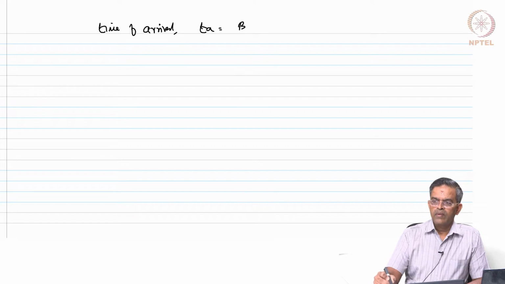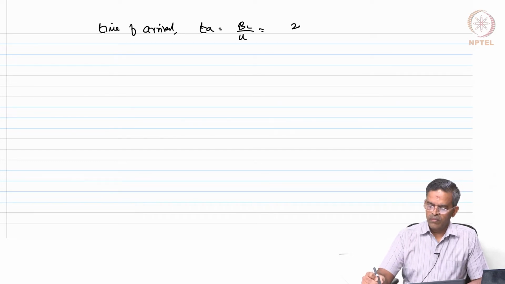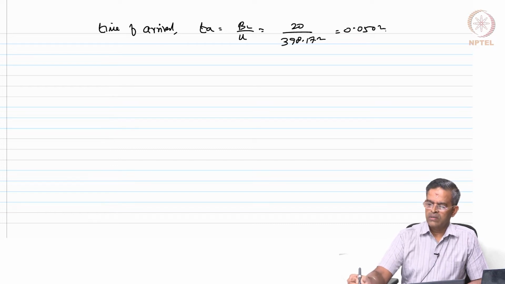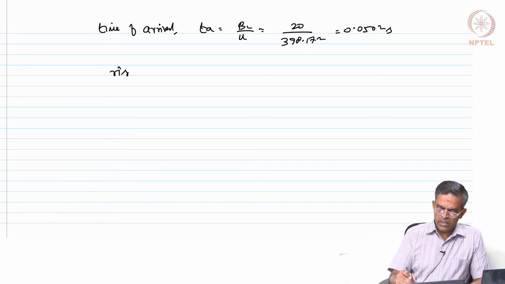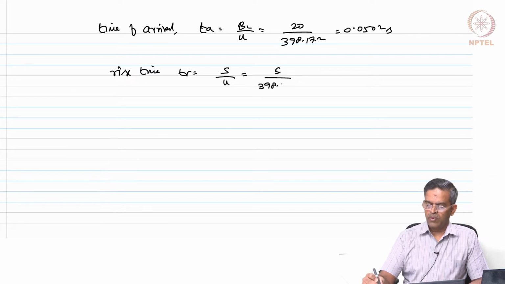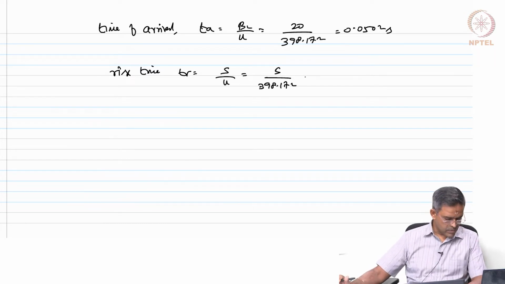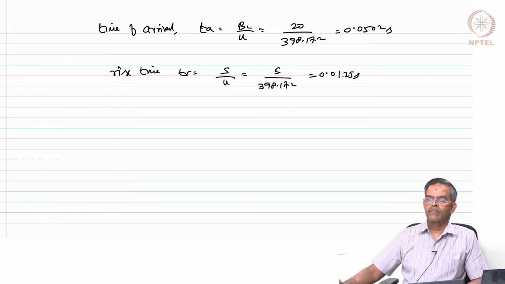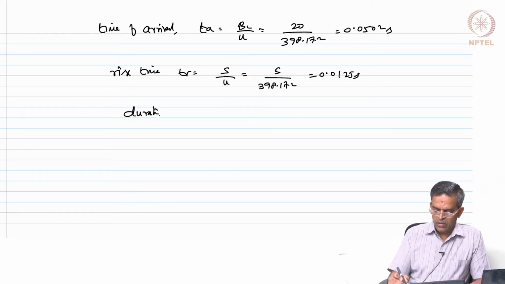Time of arrival is TA, which is BL by U, which is 20 by 398.172, which is 0.0502 seconds. Now, the rise time of the positive phase TR is given by S by U, which is 5 by 398.172, which is 0.0125 seconds. Duration TD is 0.05 seconds.